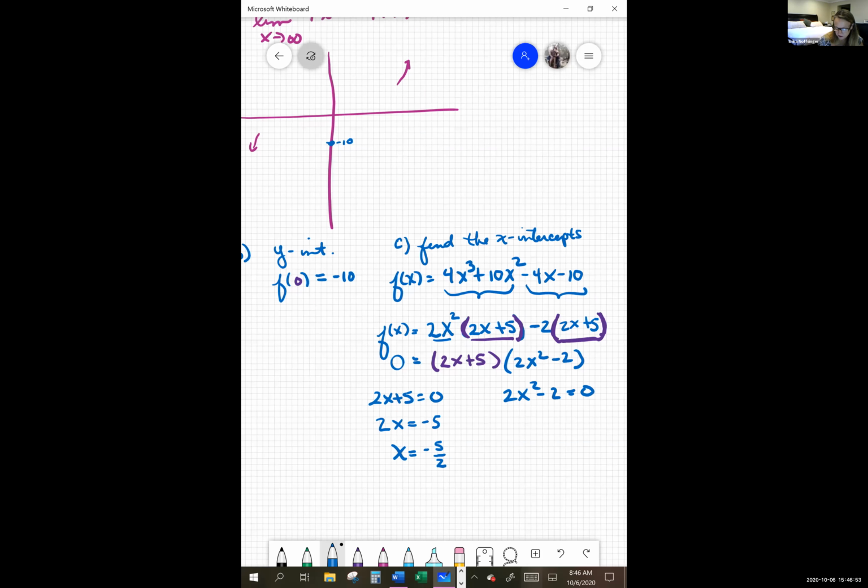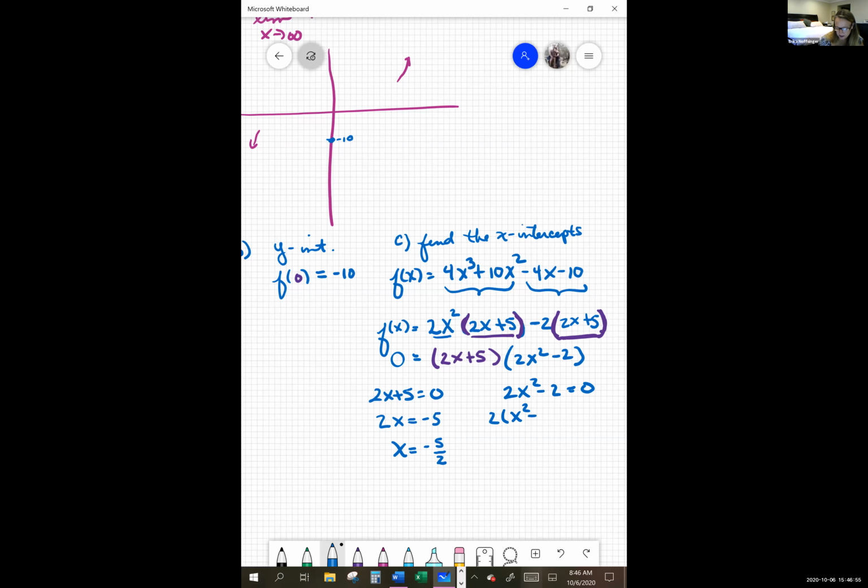Pull out a 2. I get x squared minus 1. X squared minus 1 is a difference of squares. X minus 1, x plus 1. 2 is never 0, but x minus 1 is 0 and x is 1. And x plus 1 is 0 and x is -1.